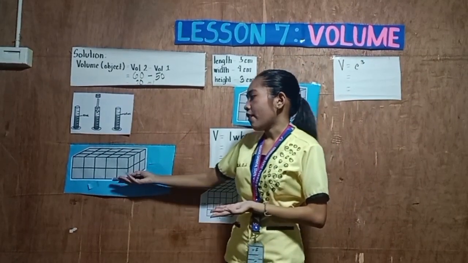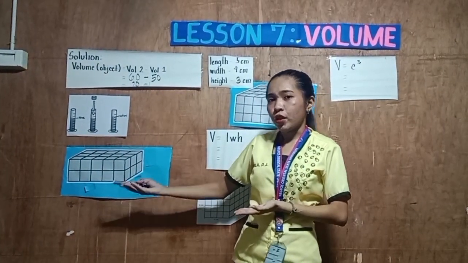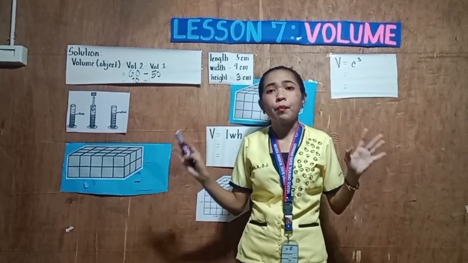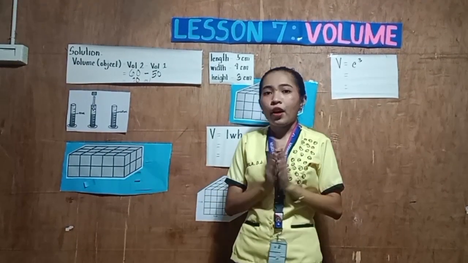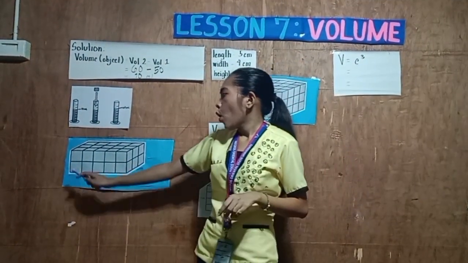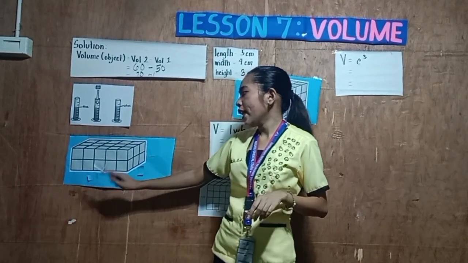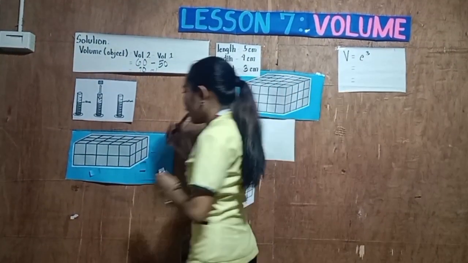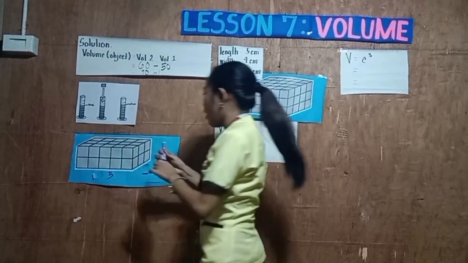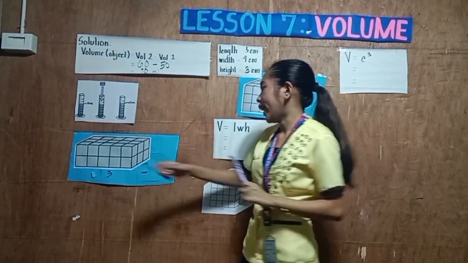Now, I have here a rectangular prism filled with unit cubes, and let's count how many cubes make up the layers starting from the bottom layer. So let's count. 1, 2, 3, 4, 5. 1, 2, 3.